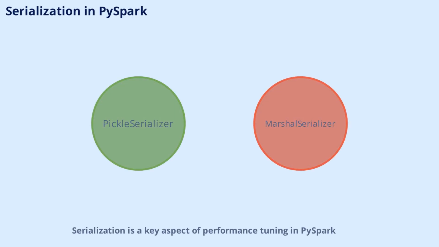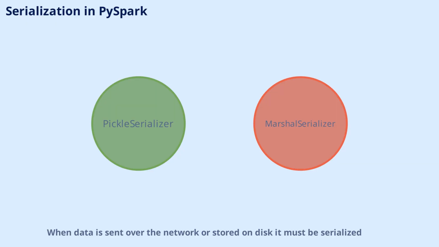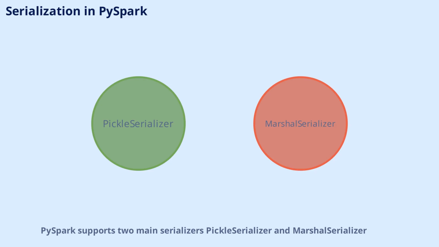Serialization is a key aspect of performance tuning in PySpark. When data is sent over the network or stored on disk, it must be serialized. PySpark supports two main serializers, PickleSerializer and MarshalSerializer. PickleSerializer can handle almost any Python object, making it versatile but sometimes slower. MarshalSerializer is faster but supports only limited types. Choosing the right serializer can significantly impact your application's speed and efficiency, especially when dealing with large datasets.